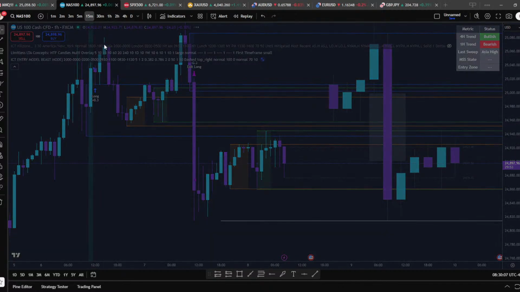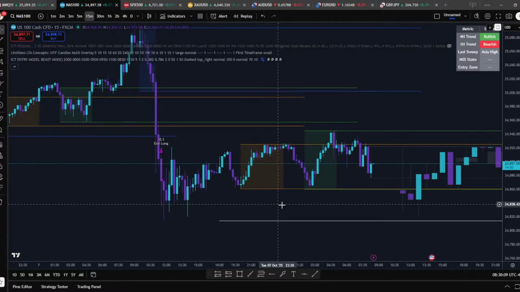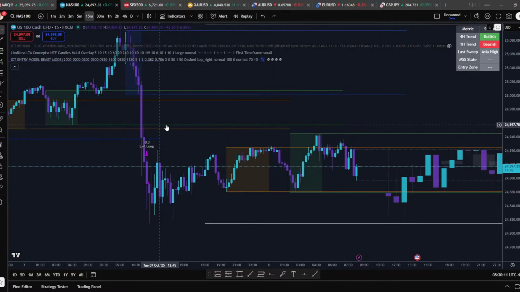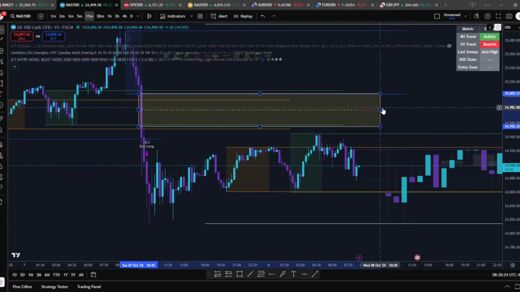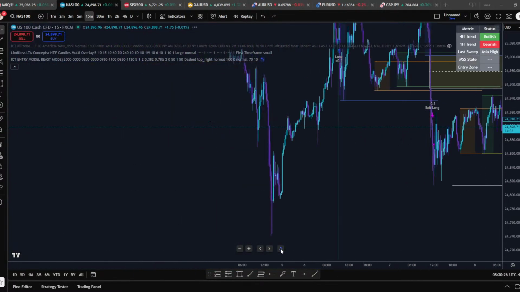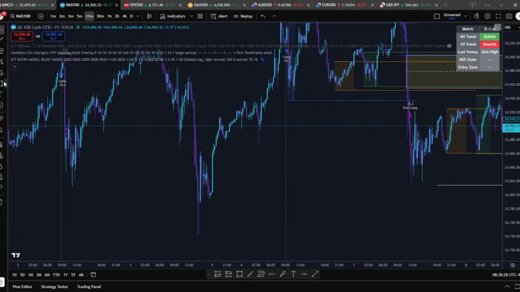Then I go to the 15. Now the 15 is where I would start. I would do this, okay? This is just something I sometimes do. I'll say, even though I know this is a 4 hour fair value gap, I'll say there's a 15 fair value gap.